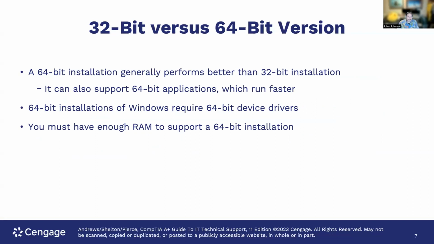32-bit versus 64-bit version. This is something to pay attention to. A 64-bit installation generally performs better than 32-bit installations. They're faster. It can support more RAM. It says here it can also support 64-bit applications, which run faster. That's true. 64-bit installations of Windows require 64-bit device drivers. That's something to keep in mind. And you also must have enough RAM to support a 64-bit installation. It does use a little bit more, but it also can address a heck of a lot more memory too. So that's a good point.